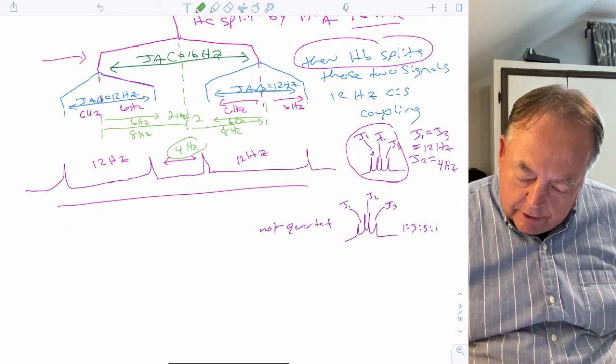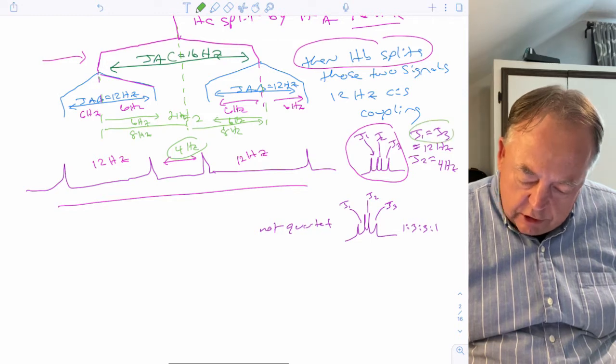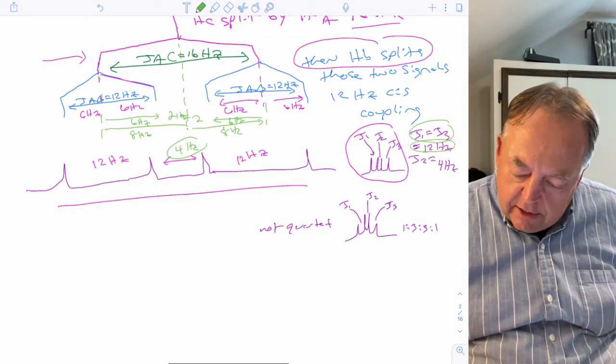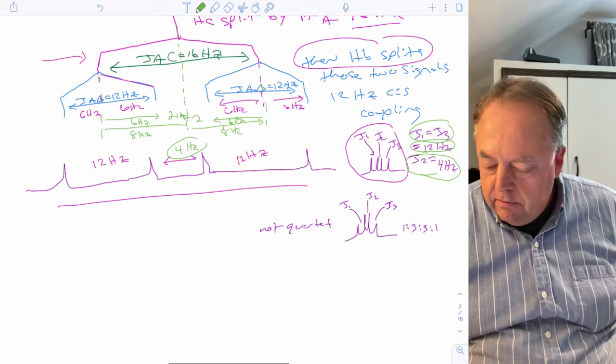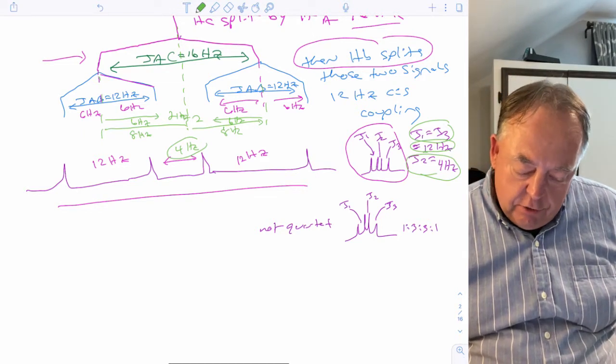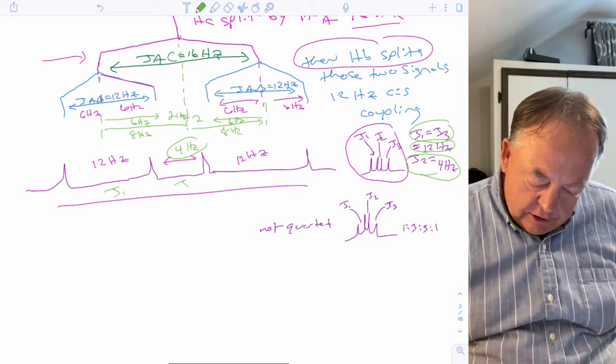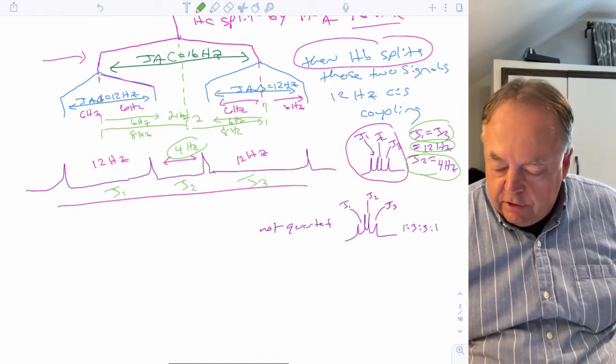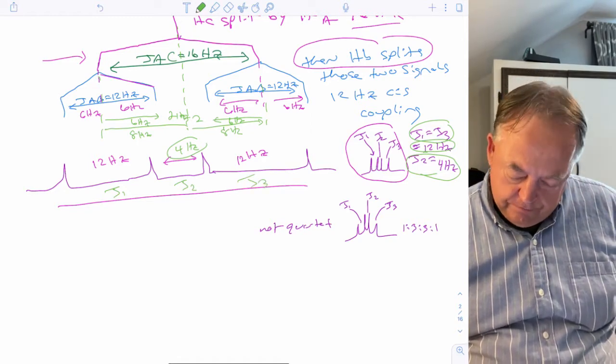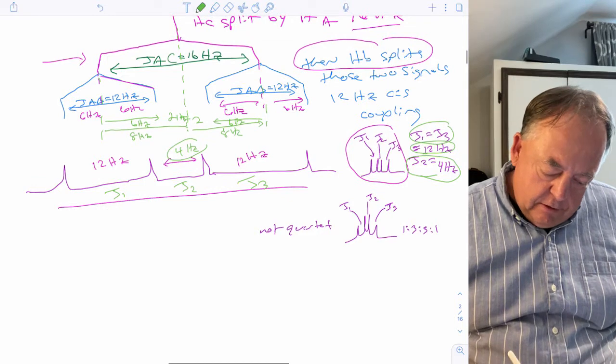Right, so your coupling constants here would be J1 is equal to J3 is equal to 12 hertz, and then the signal in between, the peak in between, is J2, right? So this is J1, this is J2, this is J3, and so J2 would be 4 hertz. Okay, so 4 peaks.